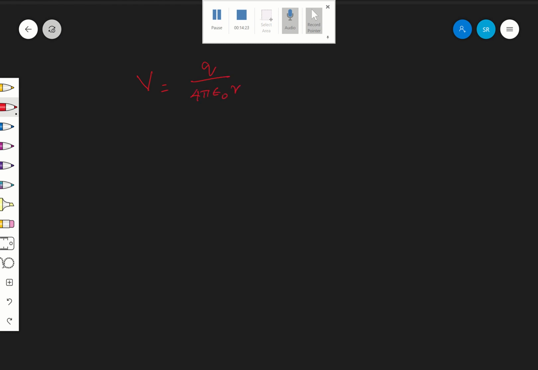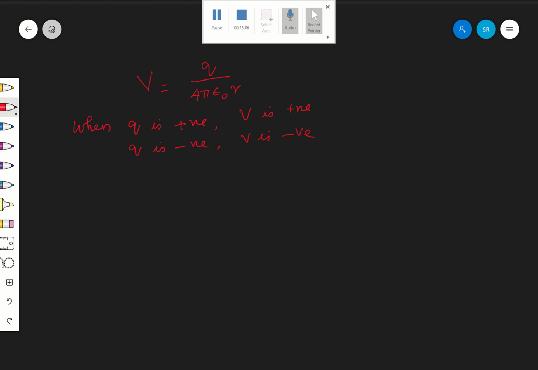Now, when q is positive, V is positive. When q is negative, V is negative. So a positive charge produces a positive electrostatic potential, and a negative charge produces a negative electrostatic potential. And of course V is a scalar. V is a scalar. Electrostatic potential is a scalar.